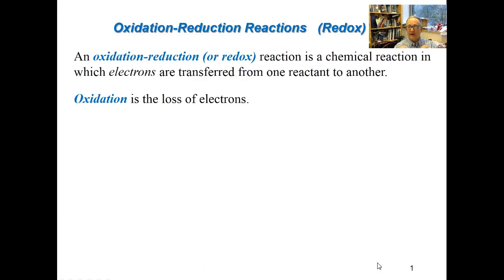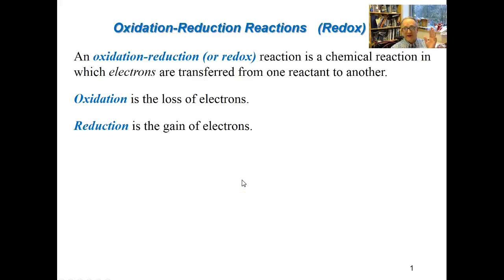So an oxidation is a loss of electrons. Reduction is a gain of electrons. You can't have one without the other. You got to have both. They're what we call coupled reactions. So if something's gaining electrons, if something's being reduced, those electrons had to come from somewhere. And they're coming from the oxidation, where electrons were being given up or being lost.